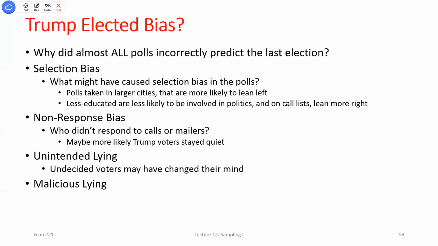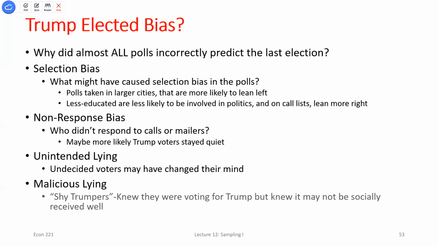And then what they also kind of have was this malicious lying, which the paper called these shy Trumpers, or people who knew they were going to vote for Trump, but because of that social cost or that social stigma, they were not telling the polling places they were going to vote for Trump, right? They were maliciously lying, kind of once again biasing in the direction of the Democratic candidate.